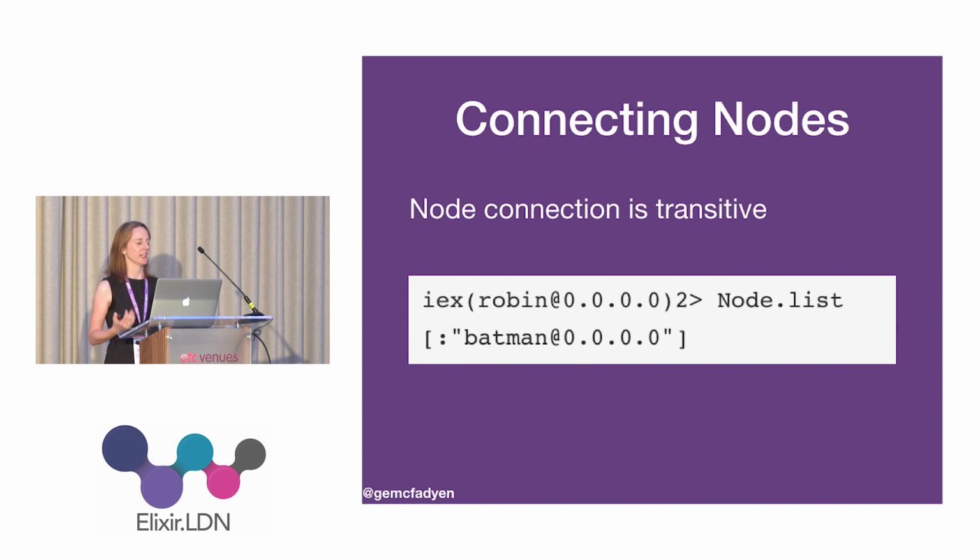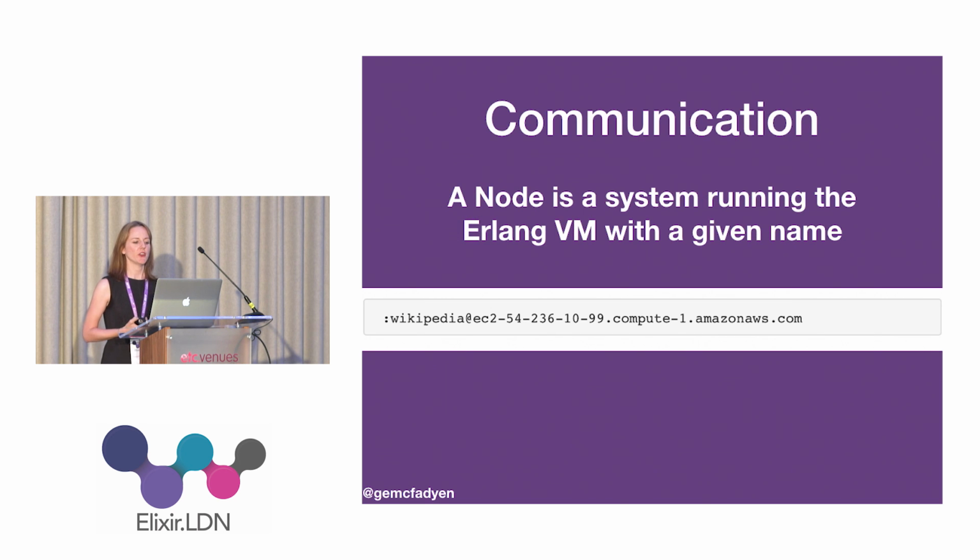And node connection is transitive. So if you go back to Robin and list out the nodes that they're connected to, it will include Batman, even though we didn't explicitly connect them together. So basically, anytime a new node joins a cluster, it will have visibility of all the other nodes that are already in there. So we can just define a node as a system running the Erlang VM with a given name.